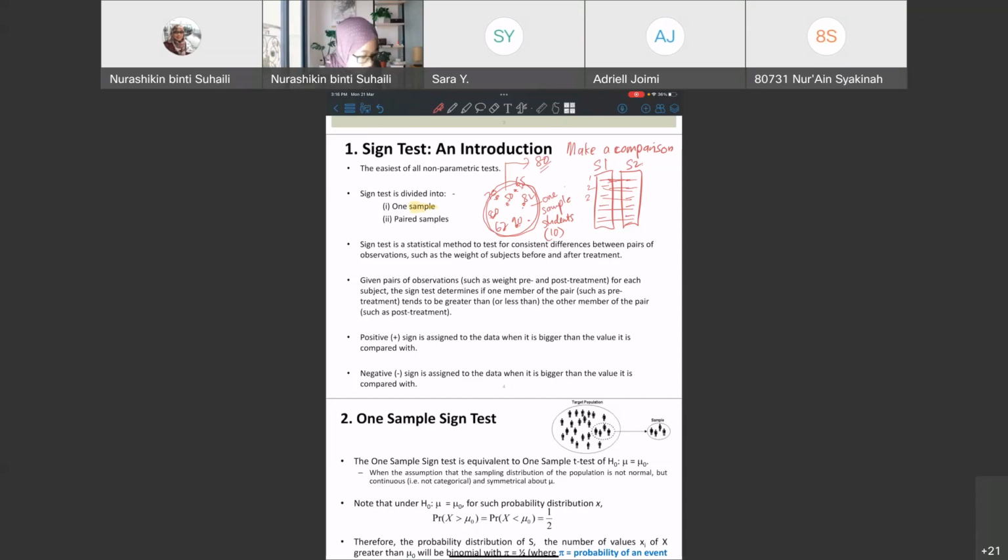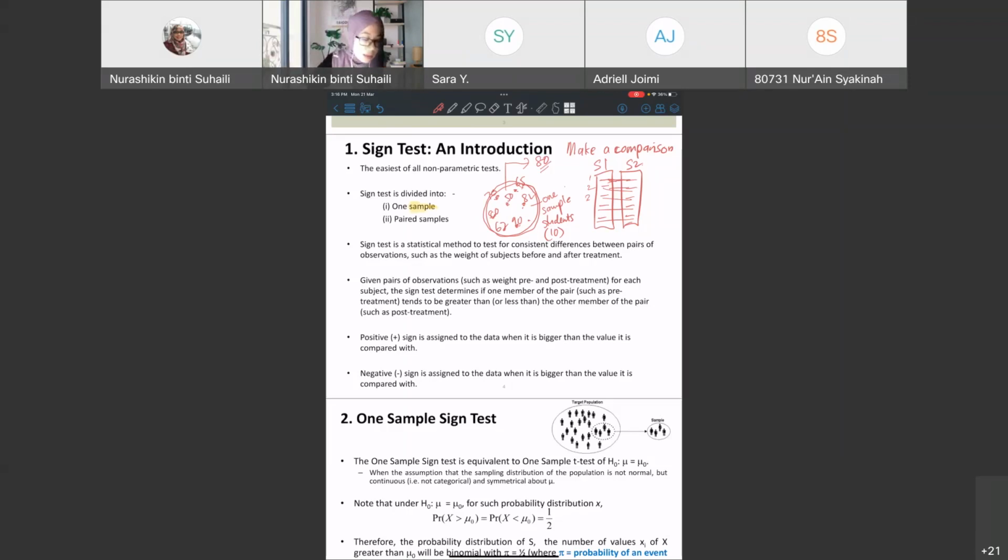Okay, so given pairs of observation, pre and post treatment for each subject, the Sine test determines if one members of the pair tends to be greater or less than. Okay. Positive sign is assigned to the data when it is bigger, and negative sign is assigned to data when it is bigger the value. Okay. Contohnya tadi, let's say the score dia kan 70, 50, 82, 65, 80, 62, 90. You want to compare with 80.